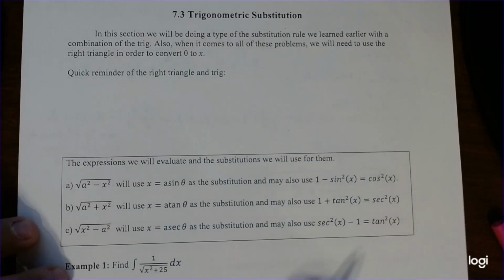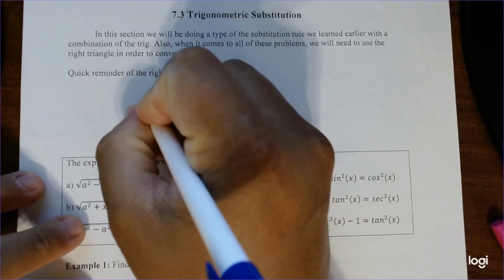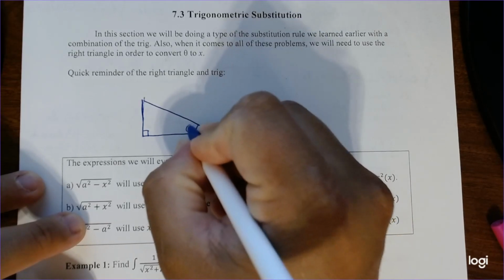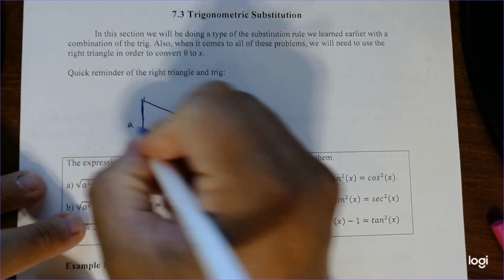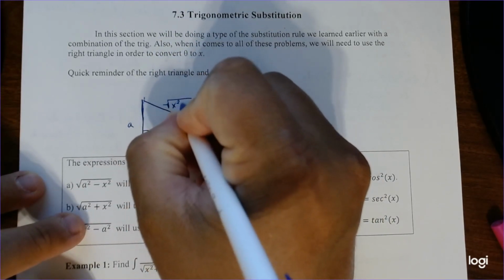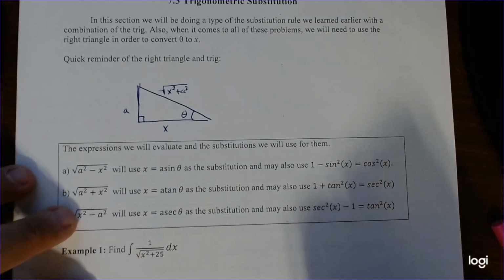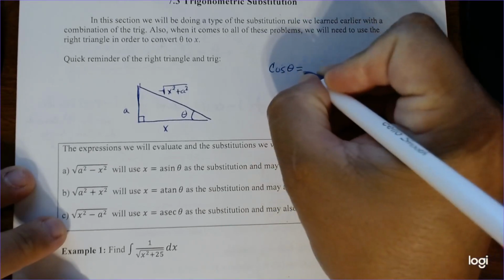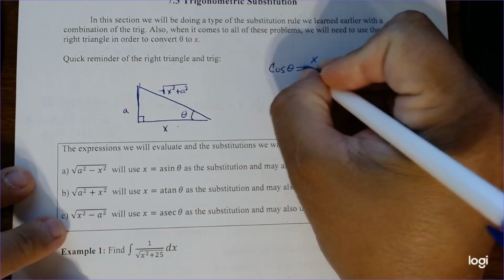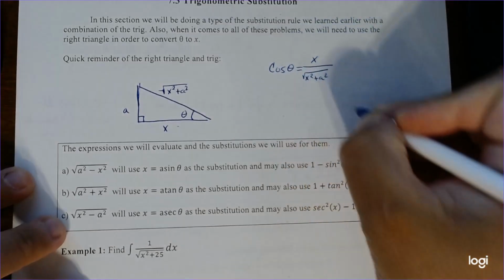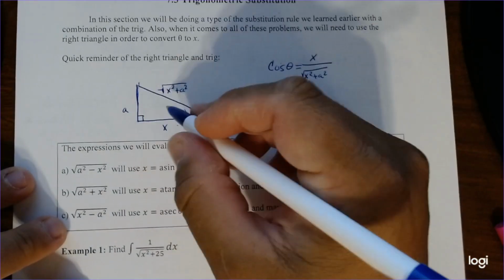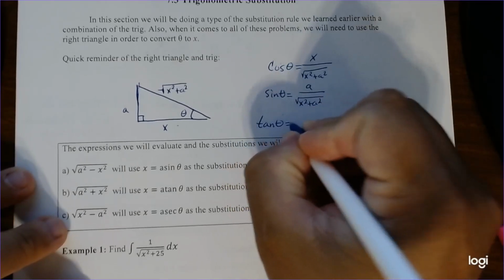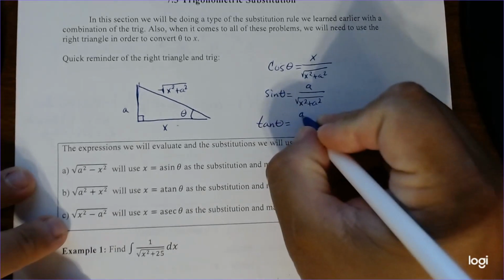So a brief reminder when it comes to right triangles and the trig functions themselves. Given a right triangle, where say this is theta, if this side is x and this is a, then according to Pythagoras' theorem, the hypotenuse is the square root of x squared plus a squared. The trig functions we're dealing with in this section are roughly three of them. Cosine theta is adjacent over hypotenuse, so x over the square root of x squared plus a squared. Sine theta is opposite over hypotenuse, so a over the hypotenuse. And tangent theta is opposite over adjacent, in other words, a over x in this case.